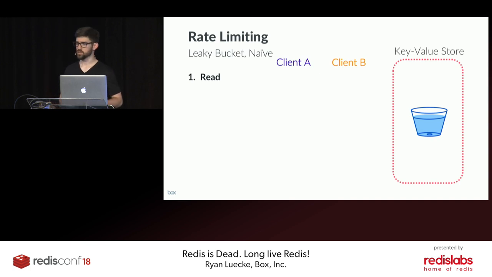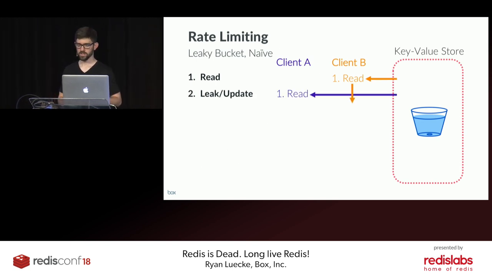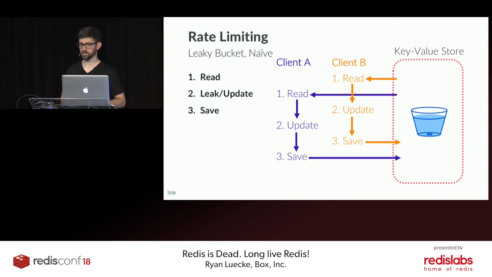So let's imagine we have two clients. They're both trying to access the rate limiter backend, and so they're trying to get the bucket out of storage first, so they do a read. Then they're going to try to update the bucket and add their request to the bucket, and finally save that bucket back to the store. So what's wrong with this picture?